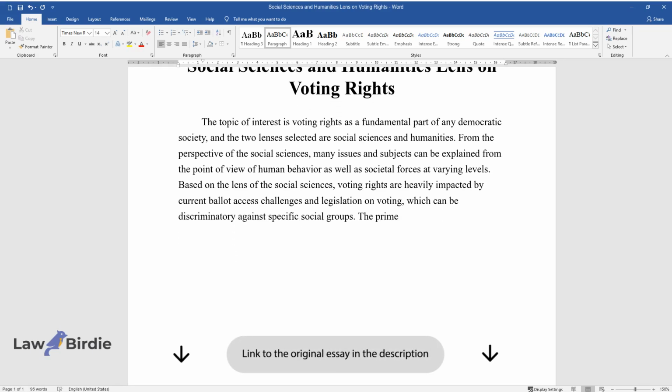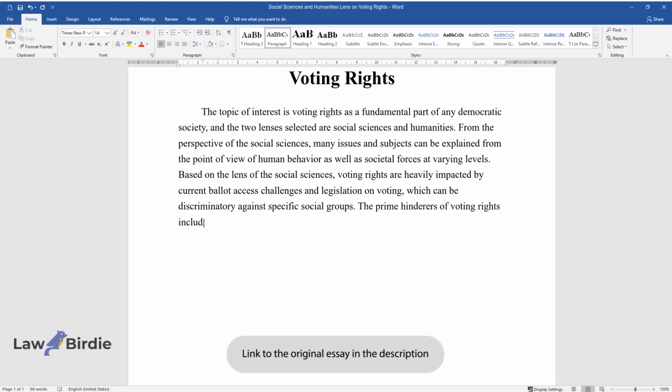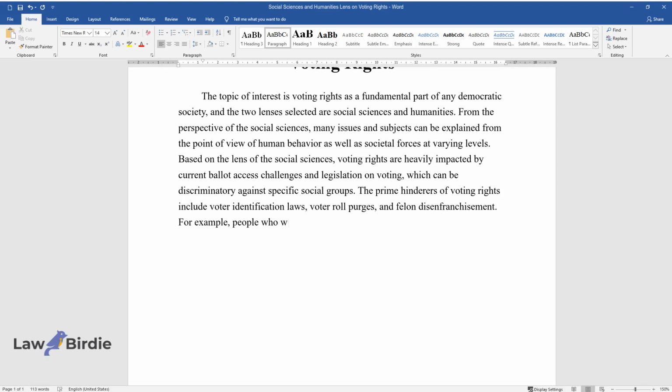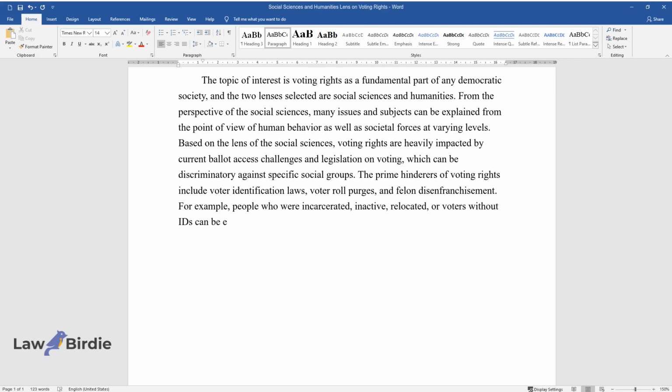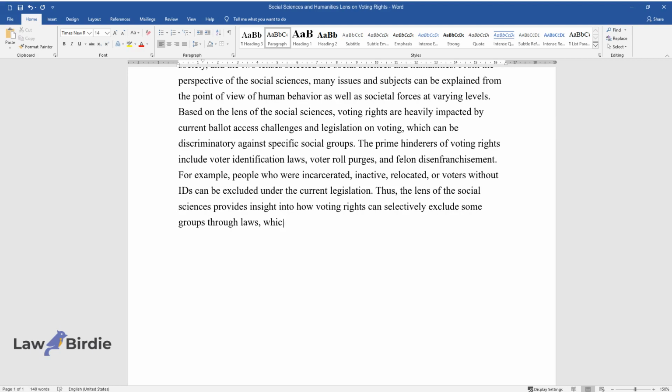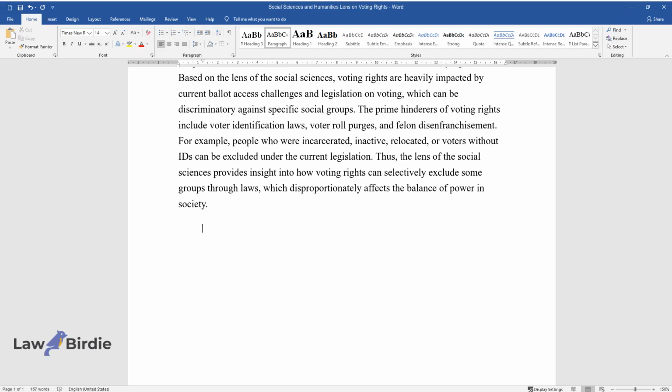The prime hinderers of voting rights include voter identification laws, voter roll purges, and felon disenfranchisement. For example, people who are incarcerated, inactive, relocated, or voters without IDs can be excluded under the current legislation. Thus, the lens of the social sciences provides insight into how voting rights can selectively exclude some groups through laws, which disproportionately affects the balance of power in society.